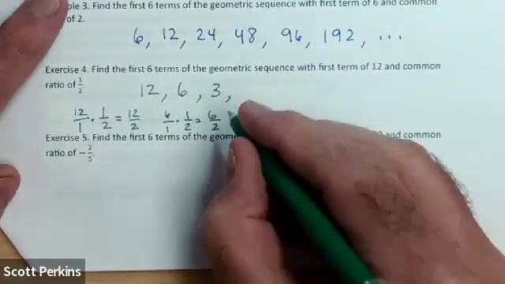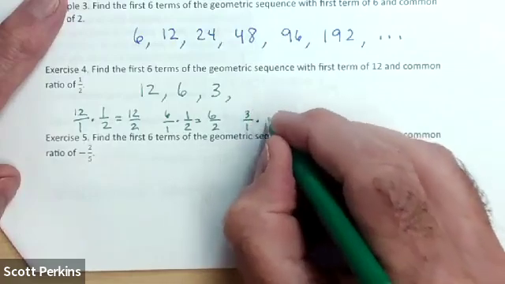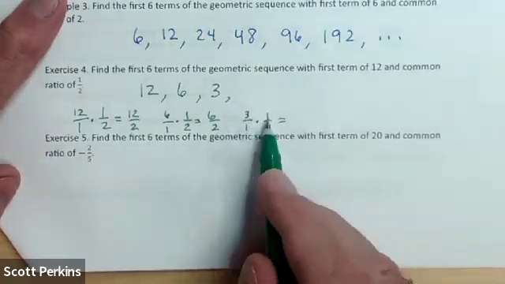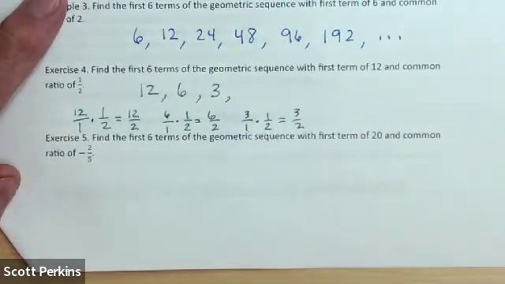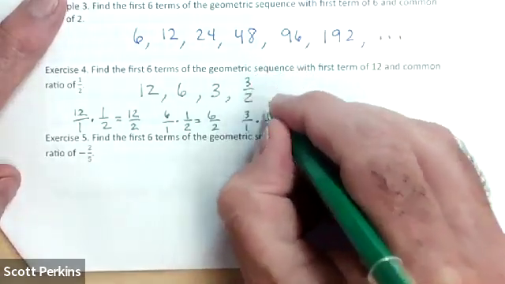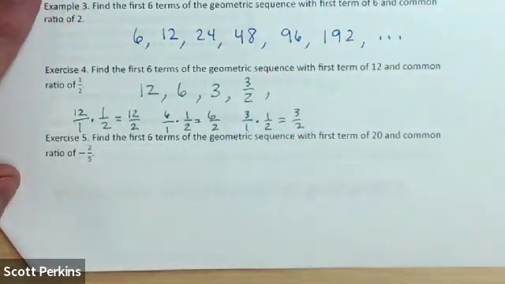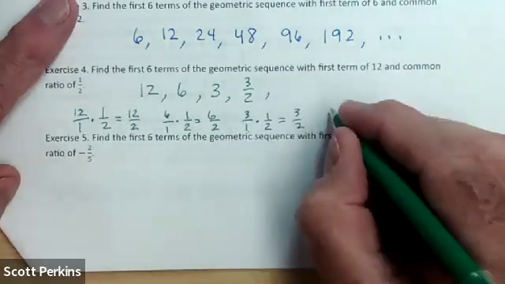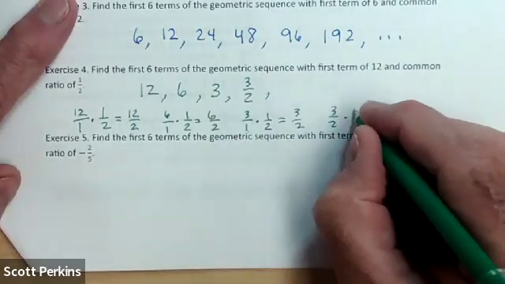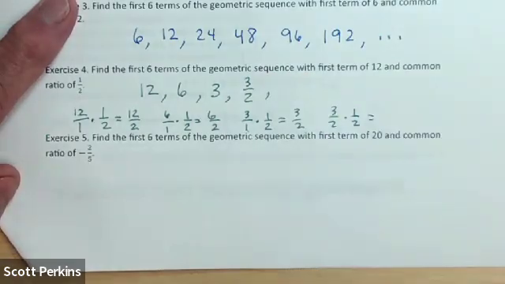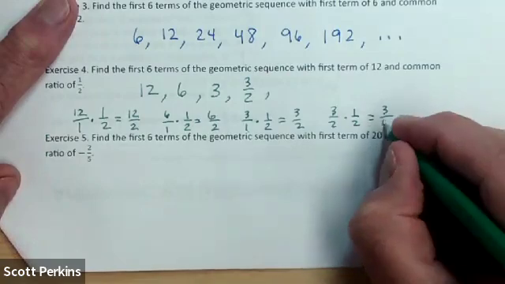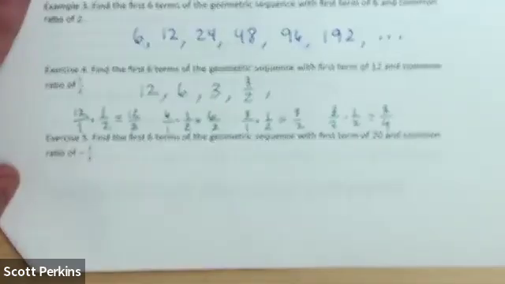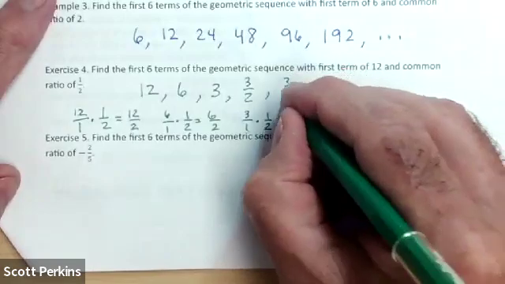The fourth term, I'm going to take the 3 over 1 times 1 over 2. 3 times 1 is 3 in the top. 1 times 2 is 2 in the bottom. That doesn't reduce, so I'm just going to leave the fourth term as 3 over 2. The fifth term, I'm going to take the 3 over 2, and I'm going to multiply it by a half. So again, tops and bottoms. 3 times 1 is 3 in the top. 2 times 2 is 4 in the bottom. That doesn't reduce at all, so my fifth term is 3 over 4.